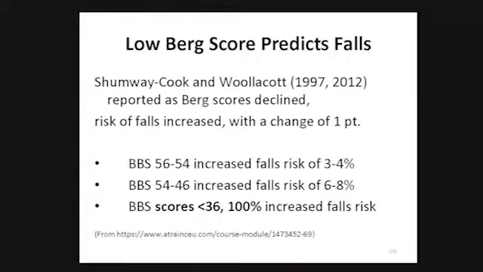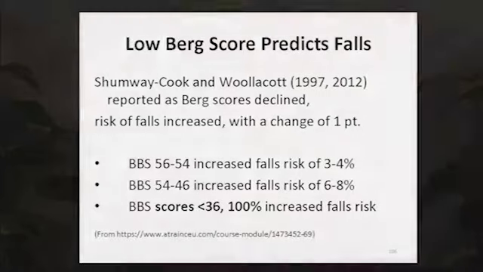If the score is below 36, here's an important cutoff. If you're trying to argue to get services for your patient, their Burke is less than a 36. There's a 100% chance that they have an increased risk of falling. 100% chance. Use that when you're arguing with the insurance company.